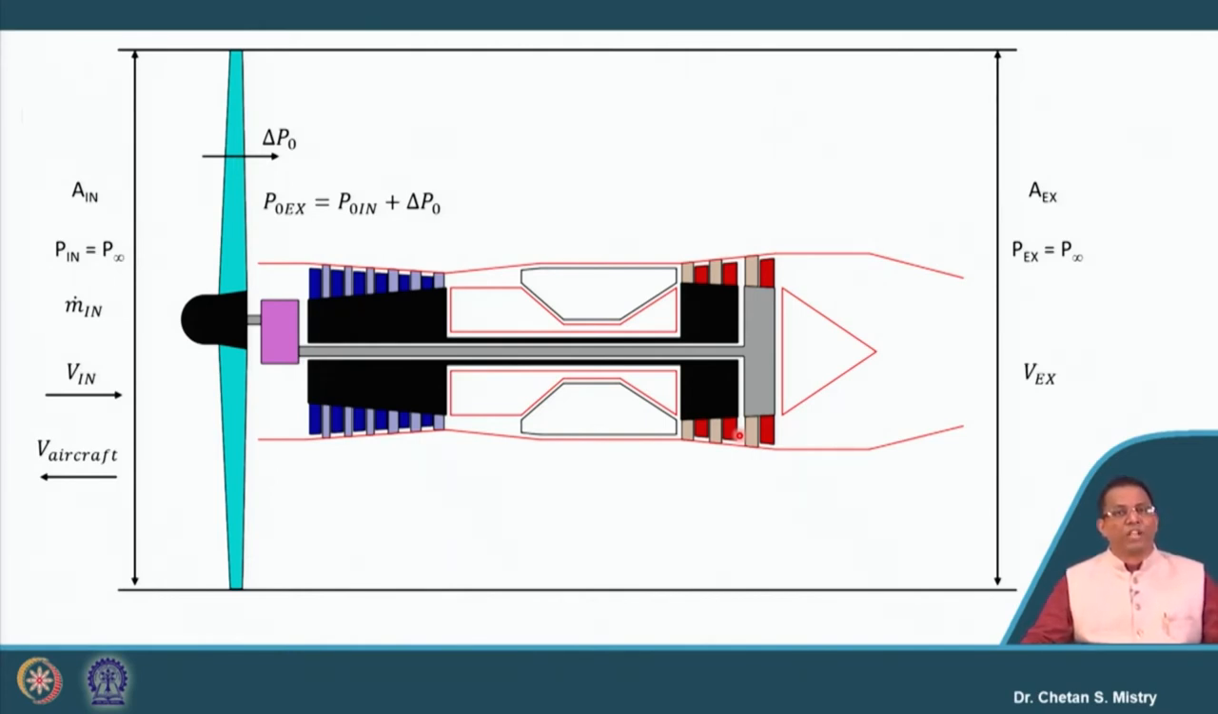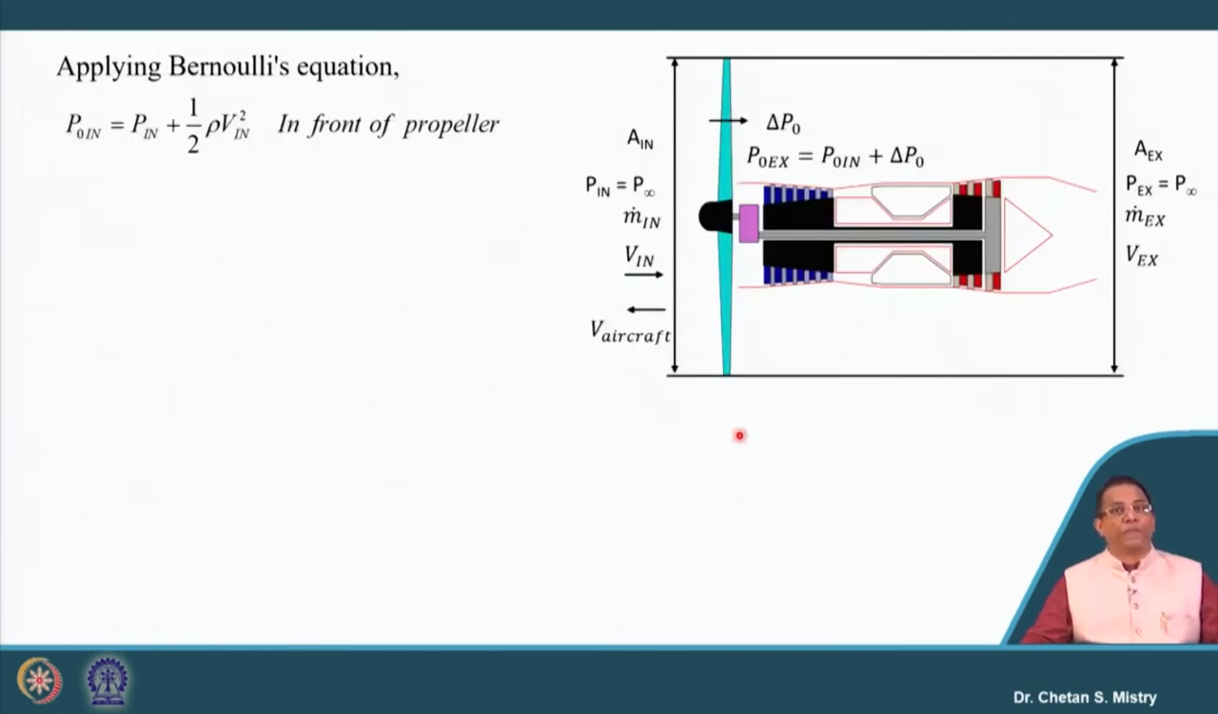Now let's try to understand what exactly this means. Suppose I consider this is the plane, an inlet plane, and we apply Bernoulli's equation in front of the propeller. Then we can represent it as P0 equal to P plus half rho V squared, at the inlet, which is why it is suffixed with in. In the same way, I can apply Bernoulli's equation at the exit of my propeller, given by P0 exit equal to P exit plus half rho V squared, with the exit velocity.